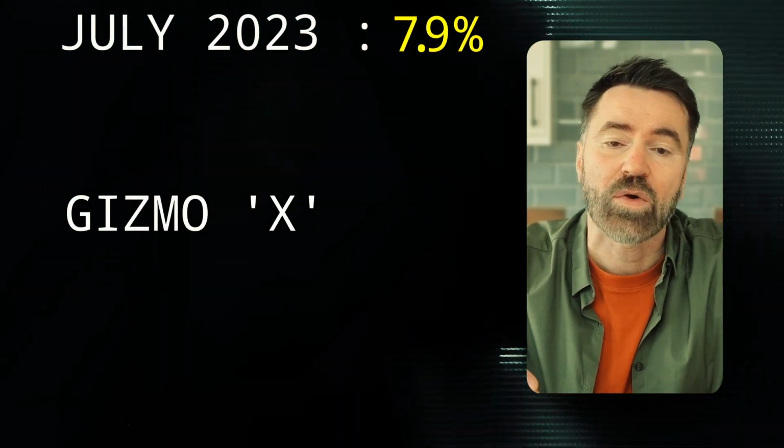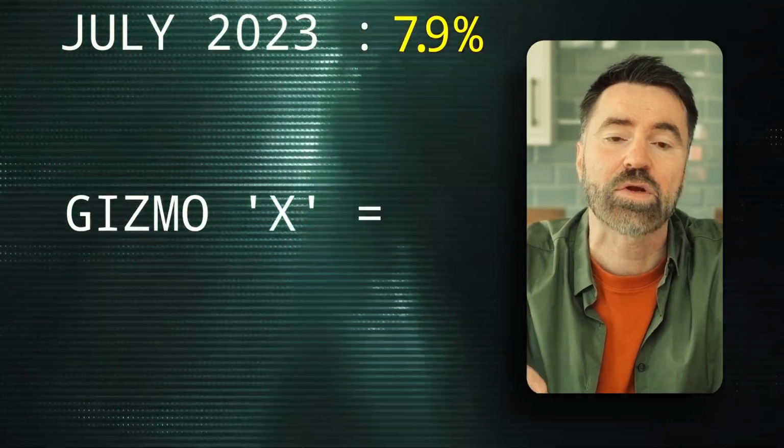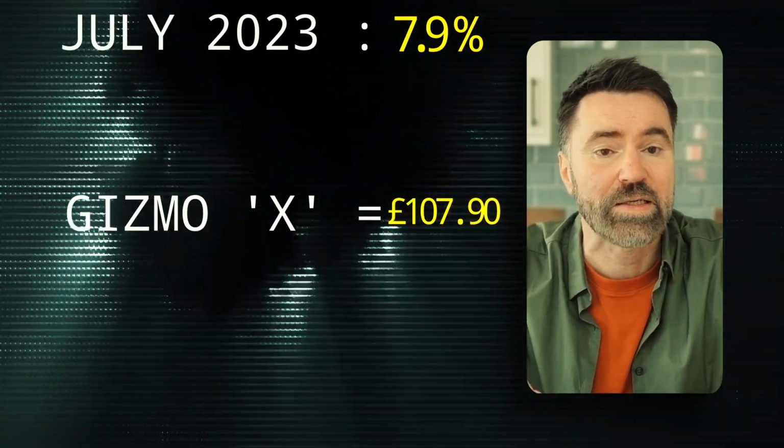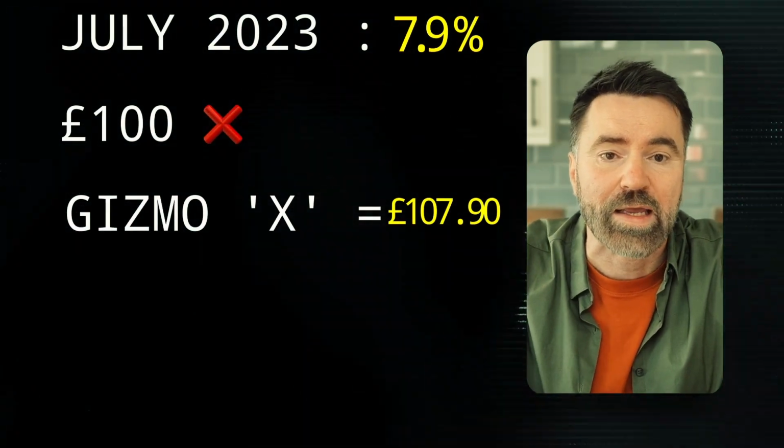So if Gizmo X cost £100 last year, well, it now costs £107.90, and the £100 under my mattress, well, it can no longer buy it. But what if I put that £100 in a bank?